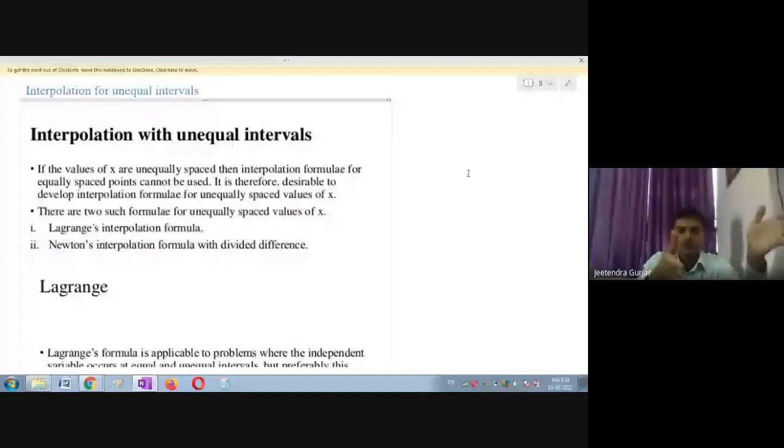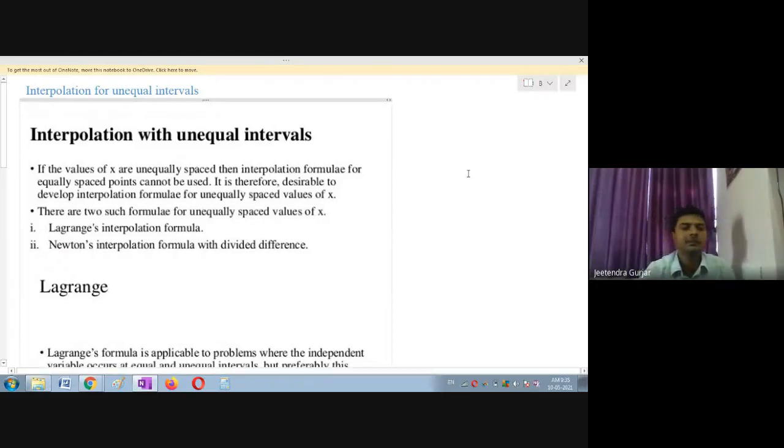For unequal intervals, we are going to use two very important formulas, and these are by two very popular scientists. So here we have two formulas for unequal intervals. Please remember, one is Lagrange's interpolation formula and the next one is Newton's interpolation formula with divided differences. So we are going to start with today's topic, that is Lagrange's interpolation.